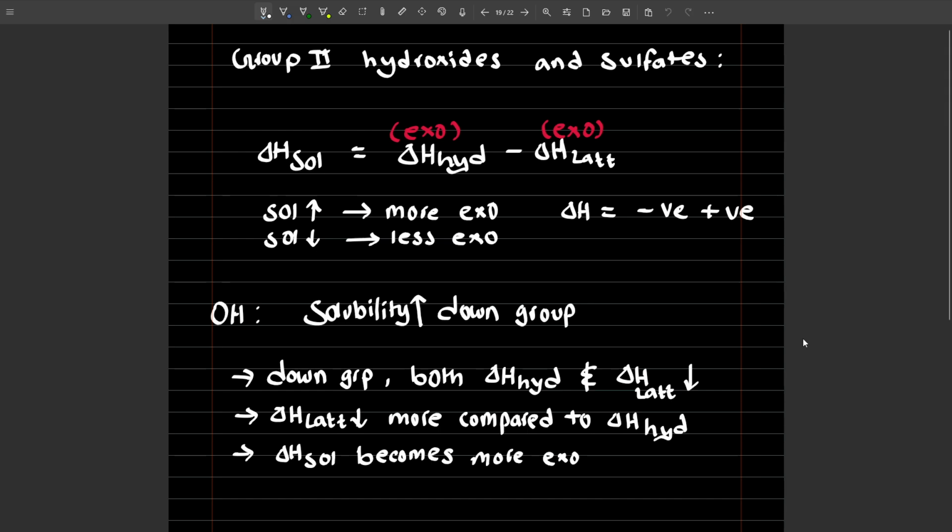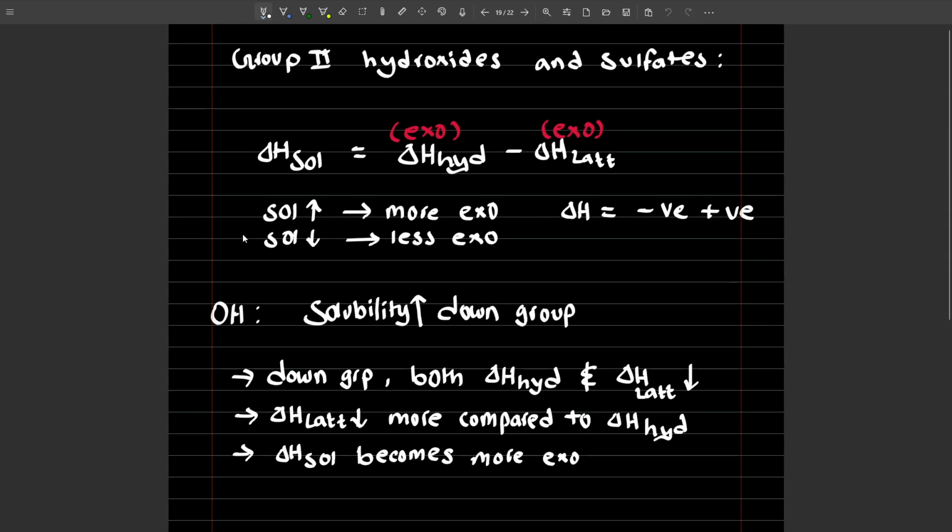Now we can look at the trends of group 2 hydroxides and sulfates. We're going to talk about their solubility. Before we begin, let's look at this equation which we saw in the first part of the video. We have the enthalpy change of solution, which is equal to enthalpy change of hydration minus the enthalpy change of lattice energy. You have to understand that hydration and lattice energy are both exothermic, so they both have a negative value.